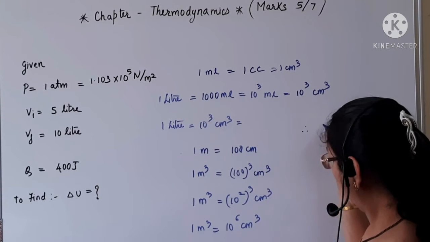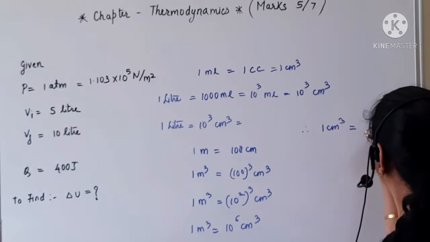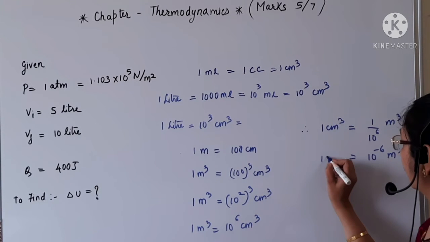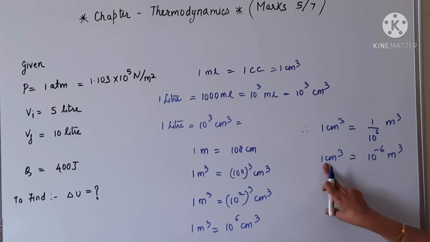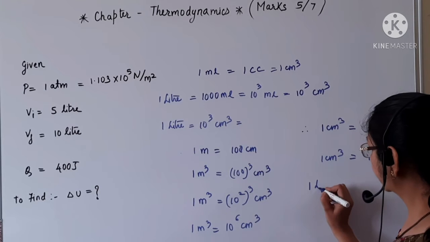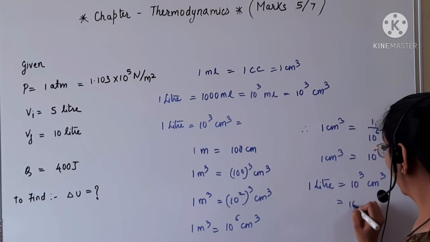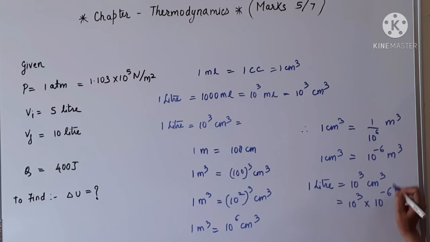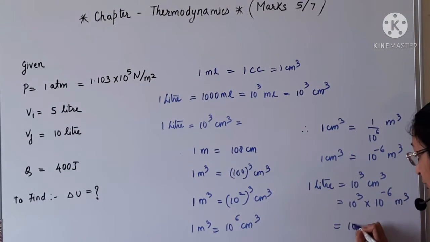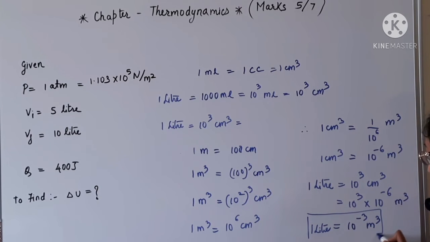So therefore 1 centimeter cube is equal to 1 upon 10 to the power 6 meter cube, that is 10 to the power minus 6 meter cube. Now 1 liter is equal to 10 to the power 3 centimeter cube, which is 10 to the power 3 into 10 to the power minus 6 meter cube. That is 10 to the power 3 minus 6, which is minus 3. So 1 liter is equal to 10 to the power minus 3 meter cube.